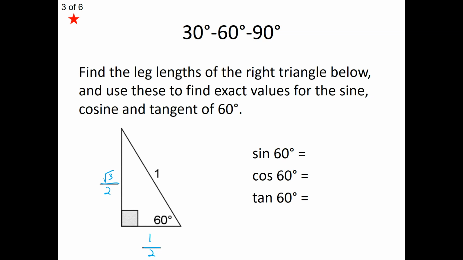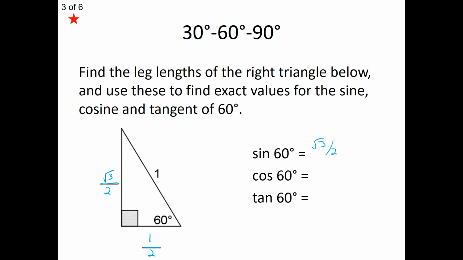So let's do the sine of 60 degrees. Well, the sine, again SOHCAHTOA, is opposite over hypotenuse. So the opposite is root 3 over 2, and our hypotenuse is 1. Well, we divide anything by 1 and it is itself, which means simply the sine of 60 is root 3 over 2.